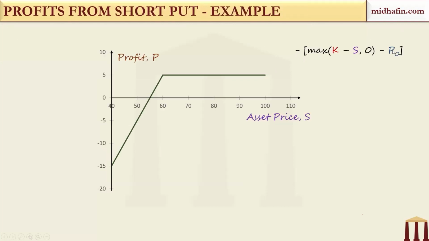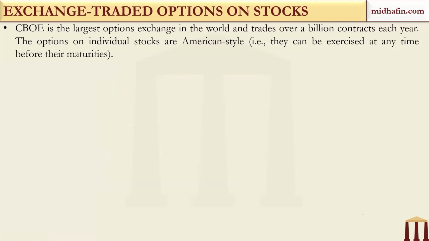In simple terms, you can write it as P naught minus max of K minus S or 0. Okay, so that's the profit from short put. Now, exchange traded options on stock.